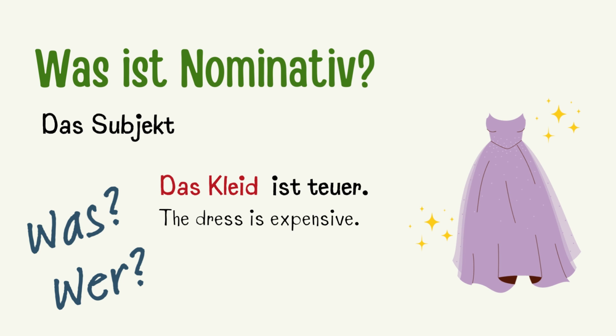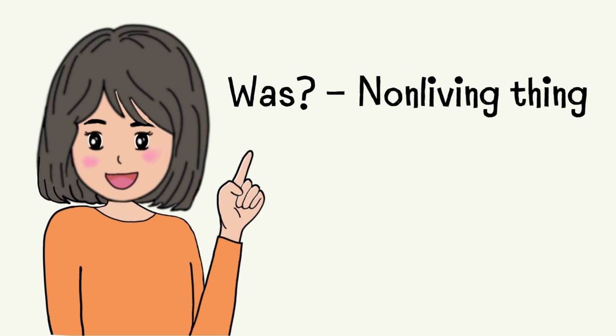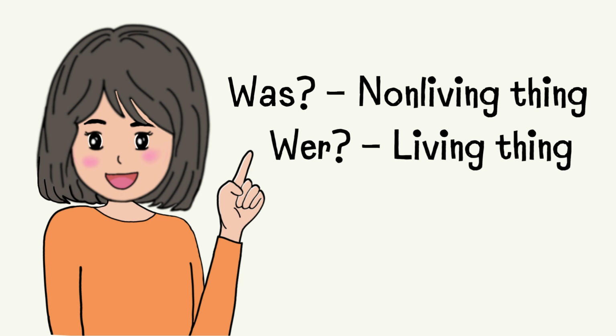So you need to ask the question, what or who is the sentence about? Now, if it's a non-living thing, you ask the question, was. What is the sentence about? If it's a living thing, you ask the question, wer. Who is the sentence about? Let's look at examples for both of them.